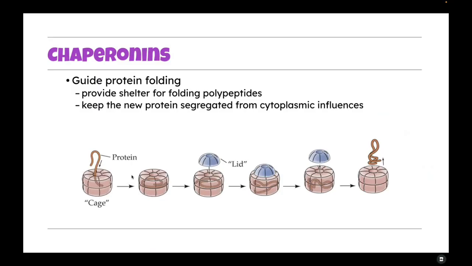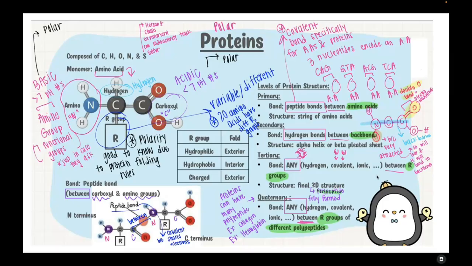Last but not least, we have chaperones, which guide proteins into folding. These provide shelter for folding polypeptides, and keep the new protein segregated from cytoplasmic influences. So you can see the guide, and it's providing shelter for the polypeptides. So this is the little shelter. The polypeptides are going in, and it's keeping the protein segregated.